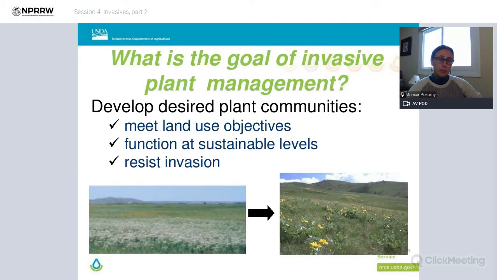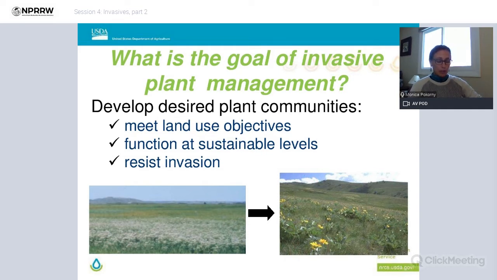Okay, we're going to start out with just a real basic question. What is the goal of invasive plant management? A lot of times I hear from people or I see in presentations that the goal is to get rid of a weed or an invasive plant. And what I see a lot of times is that they end up with a lot of bare ground. And I really just don't feel like that's where we want to be with invasive plant management.